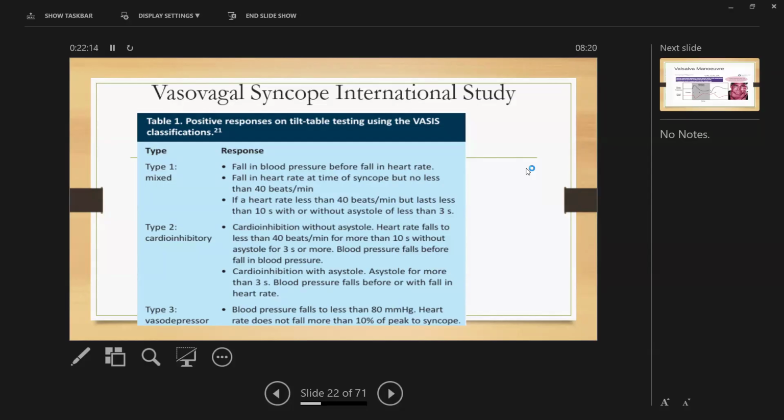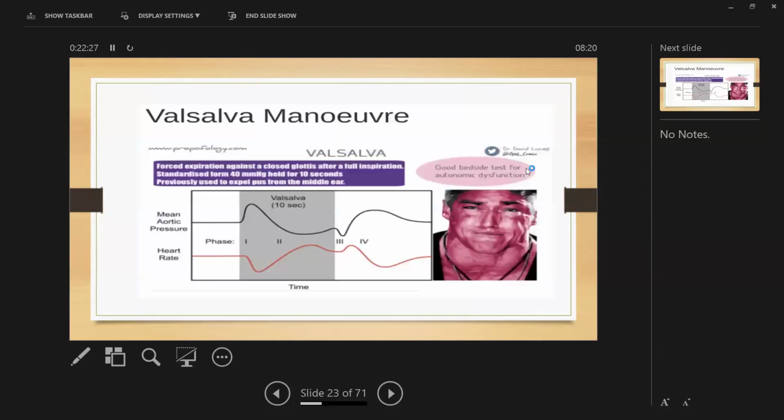So in all three, there will be both falling heart rate and BP. But based on which fall is predominant, it is classified into mixed response, cardio inhibitory, and vasodepressor response. So this is about the HUT test. The main thing to remember in the HUT test is that it is mainly to identify sympathetic drive, and also to identify the patients who have symptoms of vasovagal syncope.